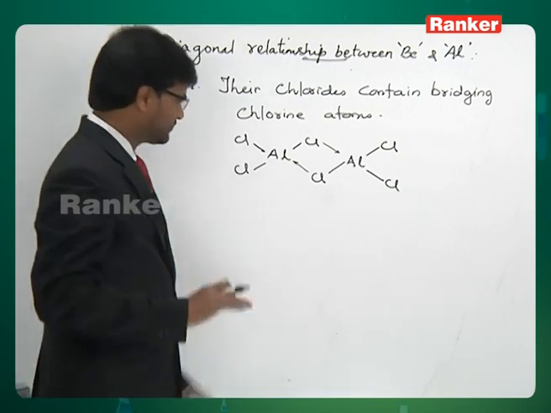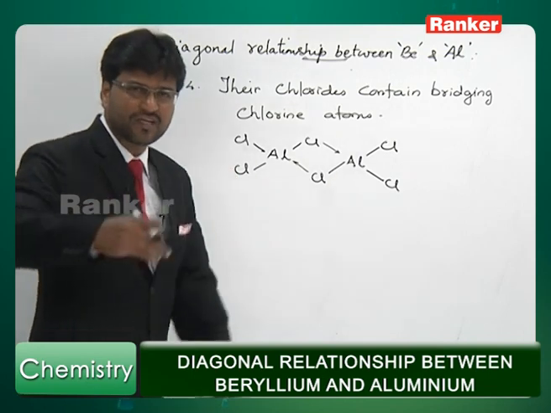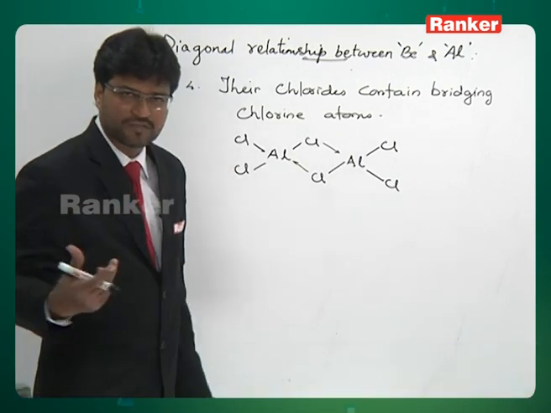You can visualize this structure something like this. Both aluminium and the 4 terminal chlorines are lying in the same plane, and the bridging chlorines are present one above and one below the plane.